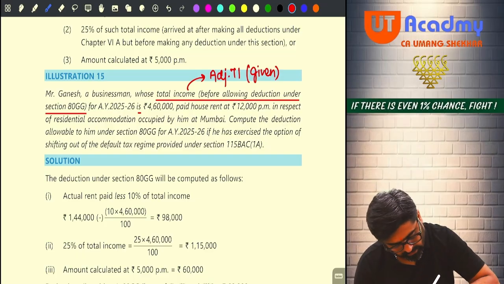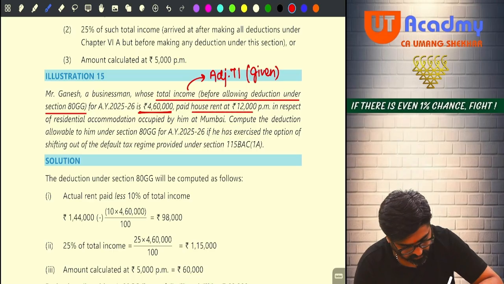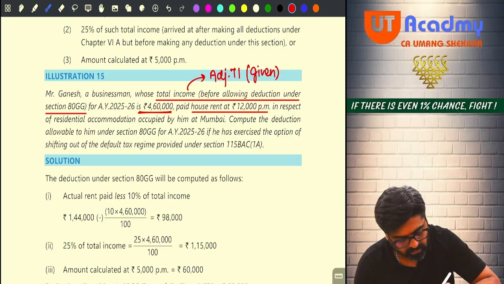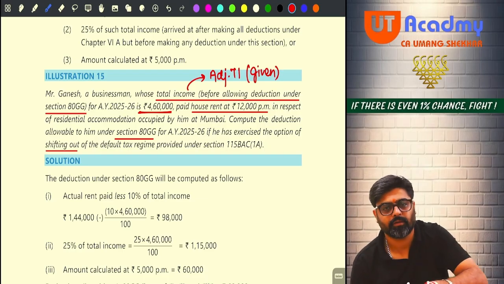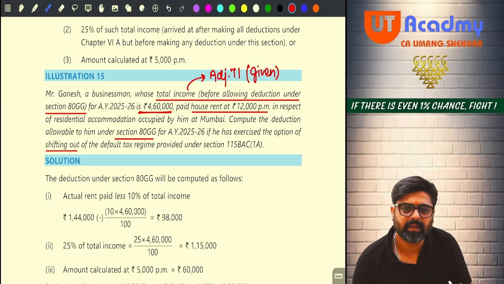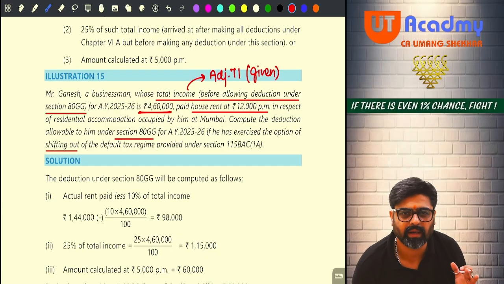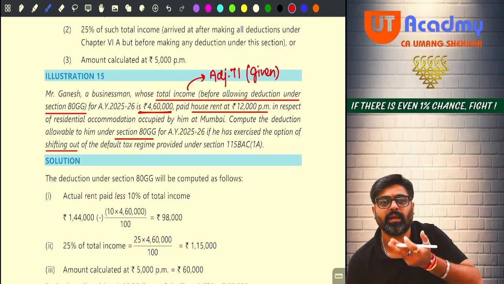Now 4,60,000 is your adjusted total income, and he is paying house rent of 12,000 per month in respect of residential accommodation occupied by him at Mumbai. Compute the deduction allowable to him under section 80GG if he has exercised the option of shifting out, meaning he is not following 115BAC. So, are you getting HRA income? Is the question mentioning that you are earning HRA income? No, you are not getting HRA income, but still you are paying rent, no? So, for that rent paid, you are going to get 80GG deduction.